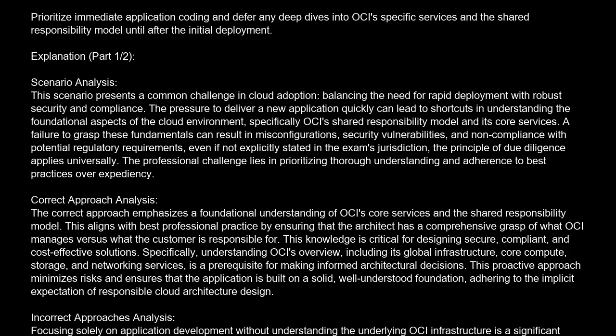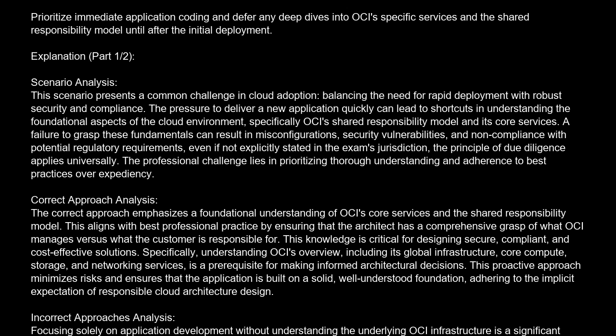The principle of due diligence applies universally. The professional challenge lies in prioritizing thorough understanding and adherence to best practices over expediency. Correct approach analysis. The correct approach emphasizes a foundational understanding of OCI's core services and the shared responsibility model. This aligns with best professional practice by ensuring that the architect has a comprehensive grasp of what OCI manages versus what the customer is responsible for. This knowledge is critical for designing secure, compliant, and cost-effective solutions.